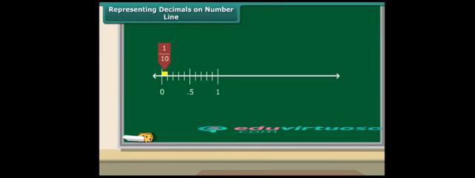We know that 0.6 is more than 0 and less than 1, and there are 6 1/10ths in it. So count 6 parts from 0 and mark it. Similarly, we can represent 2.7 by counting 2 ones and 7 1/10ths. We know that a fraction with denominator 10 can be represented using decimals.